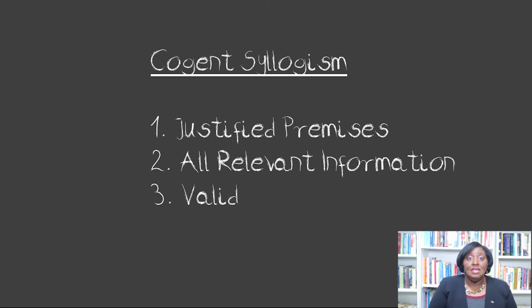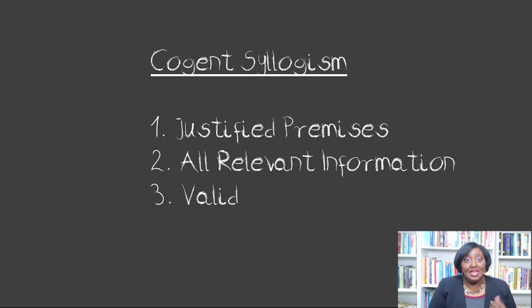2. It must have all relevant information. For example, it's not enough to say that if it has feathers, 2 legs, and a beak, it's a duck. It could be any bird. That's not enough information to prove duck.